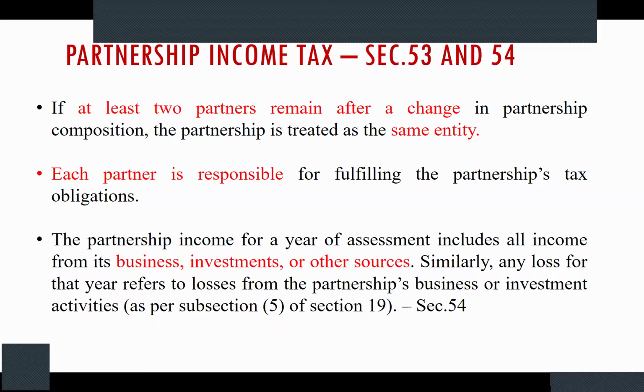So when we are calculating the assessable income from business, investment or other sources, the same sections are applicable. Section 5? No, Section 5 is not applicable. Section 6, Section 7 and Section 8 are applicable for that partnership. In addition to that, Section 10 to Section 19, all sections are applicable except Section 18. Section 18 is specifically applicable for companies, so it is not applicable for partnerships. So Section 19 is also applicable.